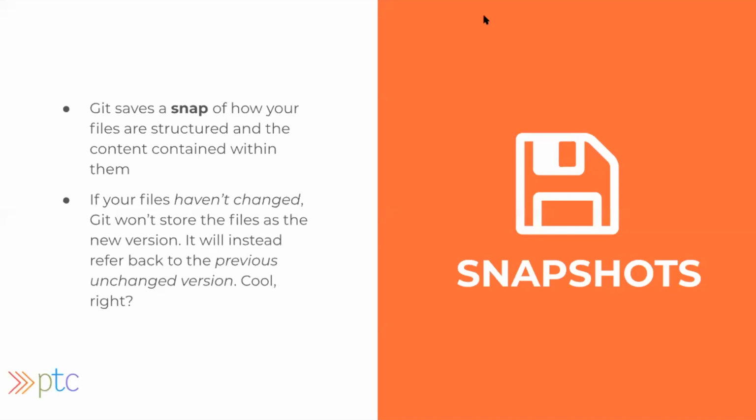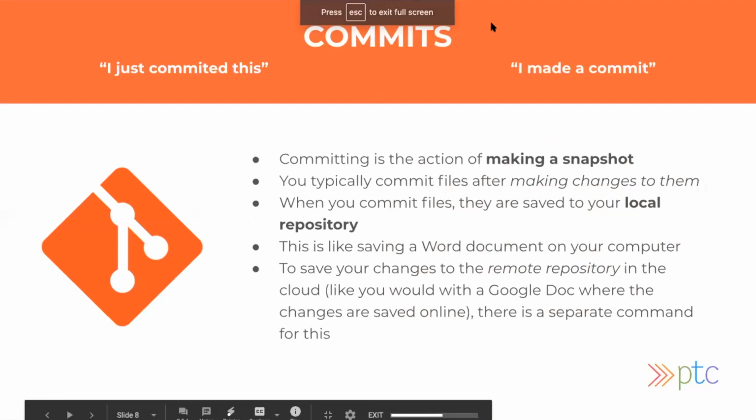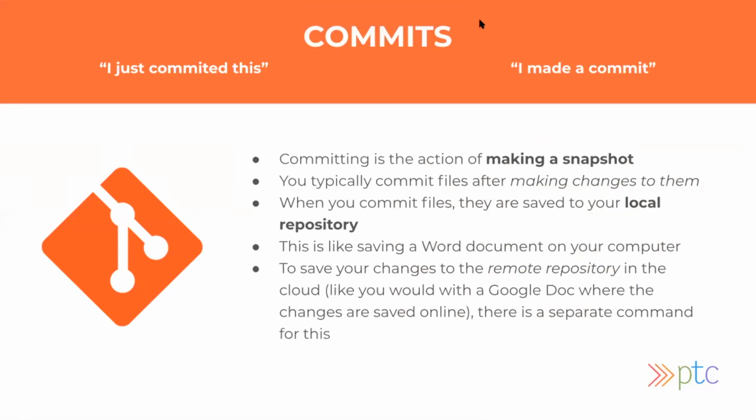Actually, Git saves a snapshot of how your files are structured and the content within them. If your files haven't changed, Git won't store the file as a new version. It will instead refer back to the previous unchanged version. Is that cool, right? Committing is the action of making a snapshot. You typically commit the file after making changes to them. Then when you commit files, they are saved to your local repository. This is like saving a Word document on your computer.